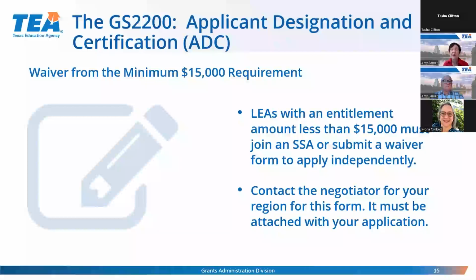LEAs with an entitlement amount less than $15,000 must join a shared service arrangement or submit a waiver form to apply independently. If you are thinking about applying through a waiver process, contact the negotiator for your region to get this form, and it must be submitted with your application when you submit.